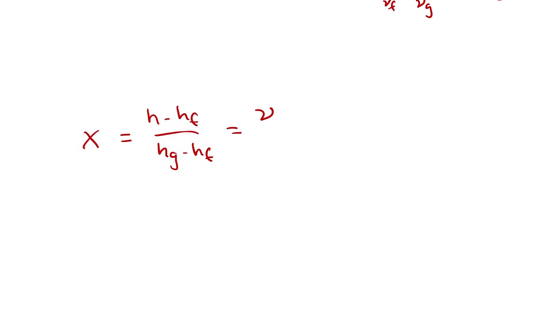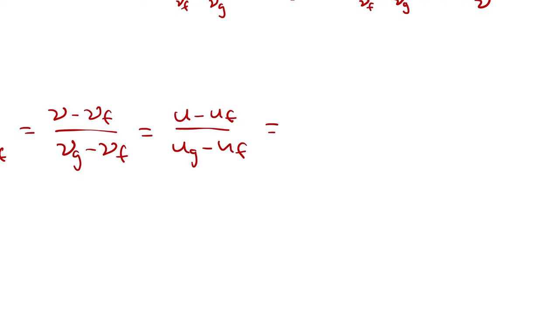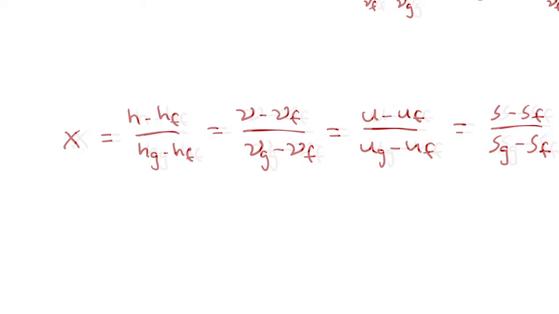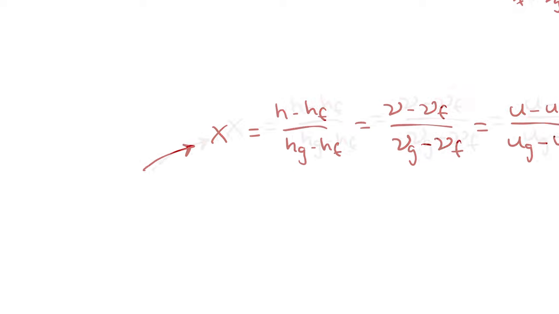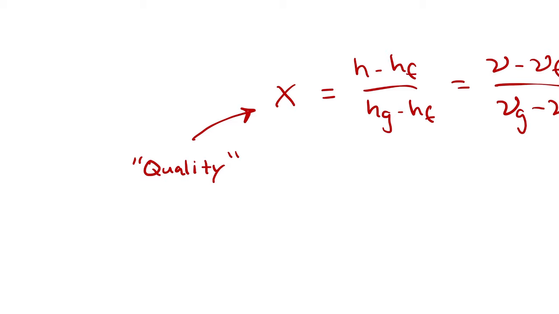It also represents V minus VF divided by VG minus VF. It also represents U minus UF divided by UG minus UF. It also represents S minus SF divided by SG minus SF. It is called quality because when we are talking about steam power, we want high energy water. If we have a liquid and vapor mixture that is more vapor than it is at some other point, then we have more quality. We have something more useful than at that other point. So the quality is a representation of how much vapor we have in our mixture, which is an indication of how useful it is in the steam power production process.